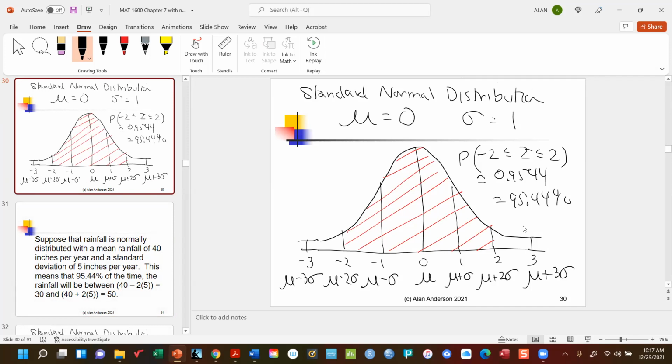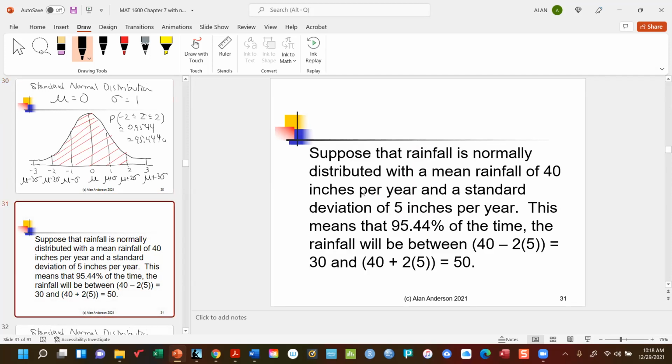So at this point, yesterday I created an example so that it might seem less abstract. Imagine, for example, you were told that rainfall is normally distributed, the mean is 40 inches per year, and the standard deviation is 5. Actually, let me do one thing here.